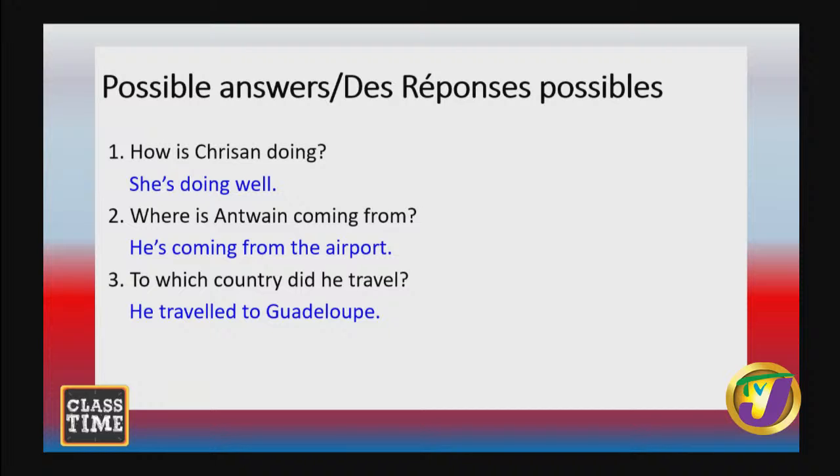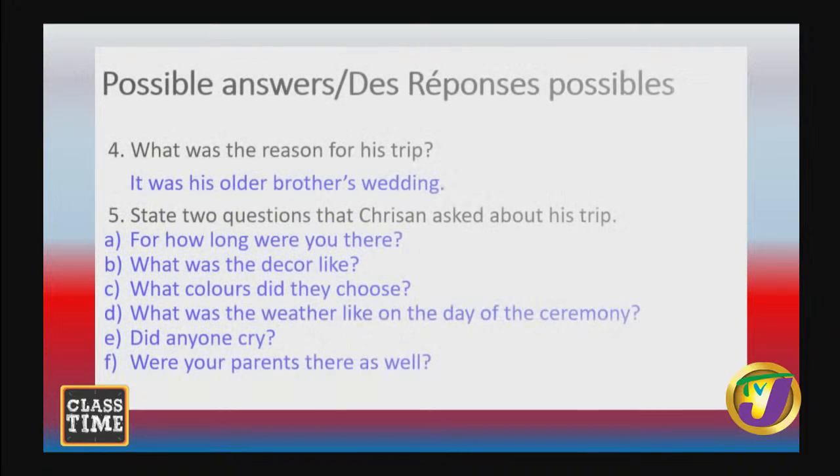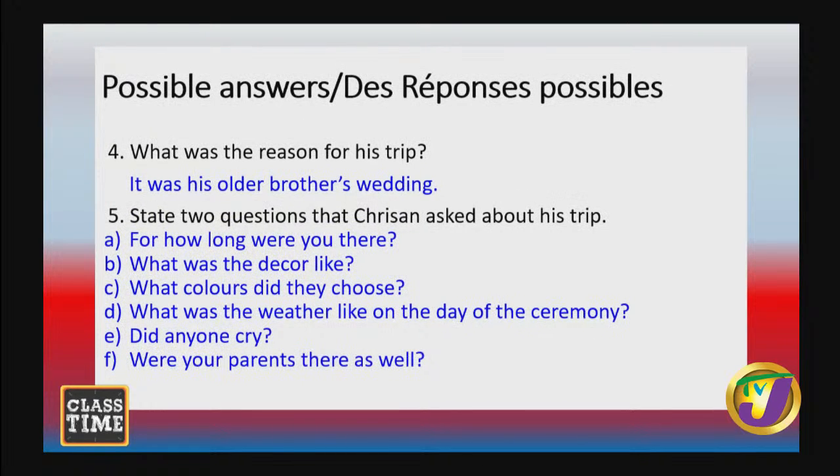Right, and for number 2, where is Antoine coming from? He's coming from the airport, and as you can see, he has a suitcase there. Oui, une valise. Number 3, to which country did he travel? I hope you'd have heard Guadeloupe. Yes, en Guadeloupe. What was the reason for his trip? It was the wedding of my older brother. Definitely.